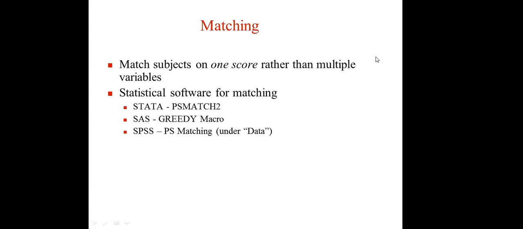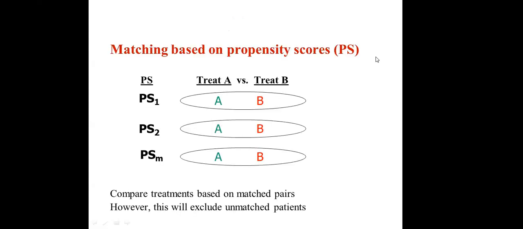Does anyone use Stata? Okay, and how about SAS? Okay, and then SPSS, okay. So in at least the later versions of SPSS, I forget what version it started, there is propensity score matching as well as case control matching under the data tab, and you probably have to learn how to do it. You can't do it out of the box. I think it'd be too hard.